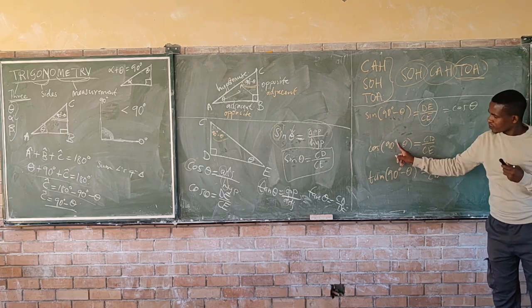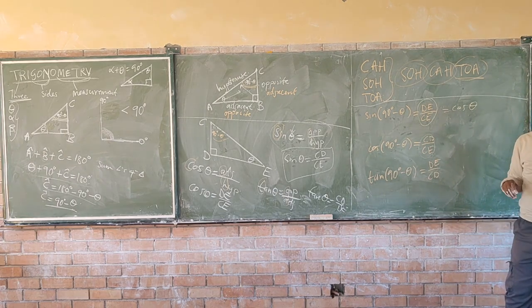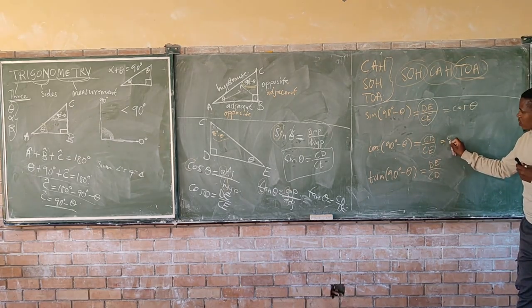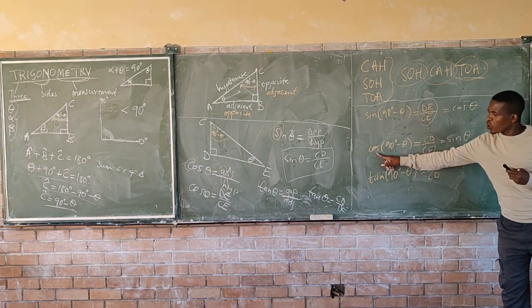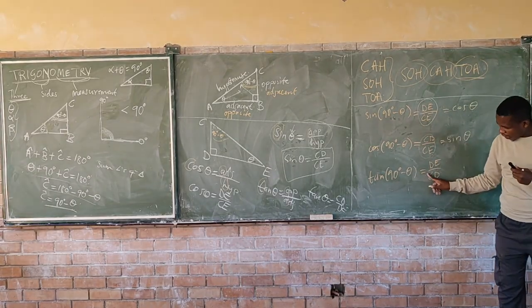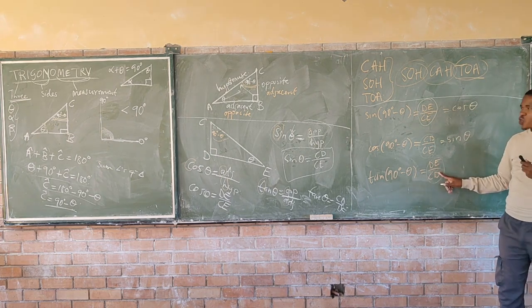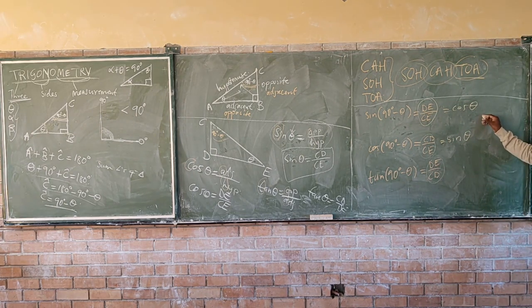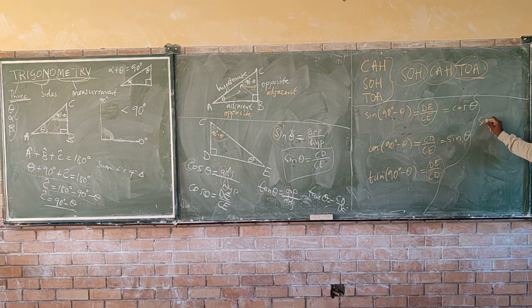Now let's come to this one. Cos of 90 minus theta. Any one in terms of this ratio? Sine theta, CD over. So can you see that cos of 90 minus theta equals sine of theta? Now let's take tan. Is there anything looking equal to this one? So this one is not equal. So we can now conclude that sine of 90 degrees minus theta equals to what?